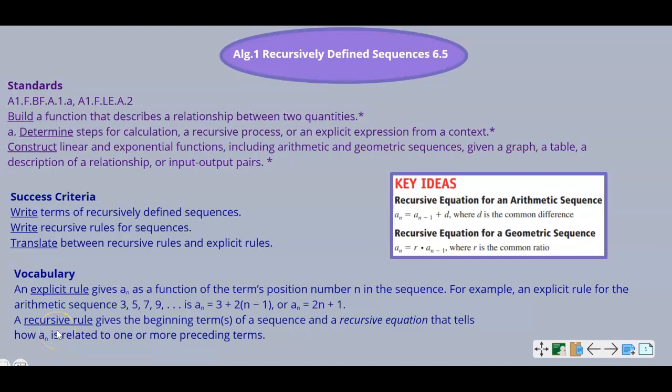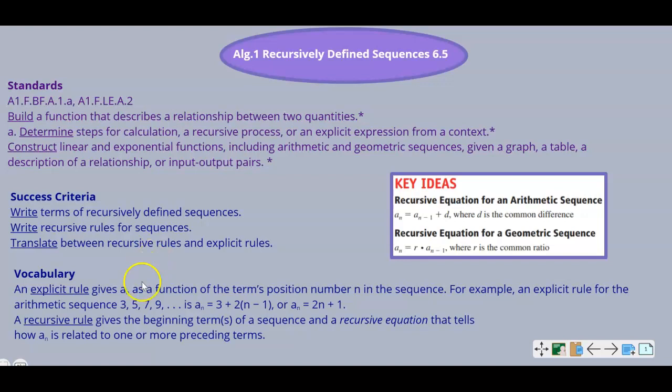Today we're going to look at recursively defined sequences. All right, so there are a couple of standards that you need to refer to. Also, to be successful, you need to be able to write terms of recursively defined sequences. You need to be able to write a recursive rule for a sequence, and you need to be able to translate between recursive rules and explicit rules.